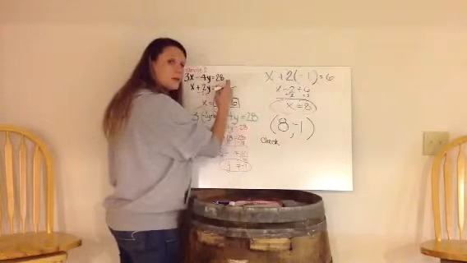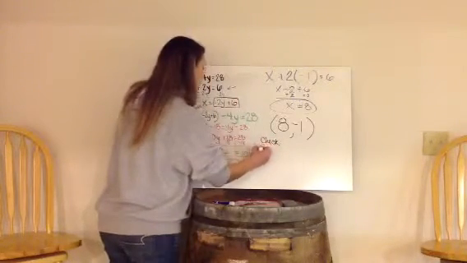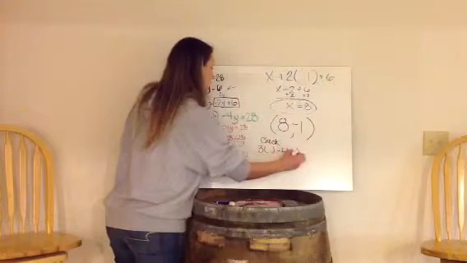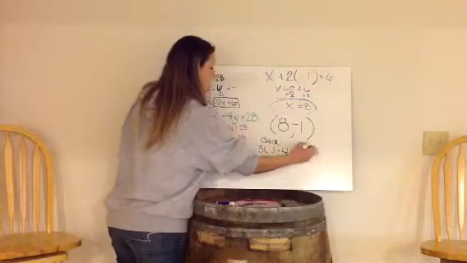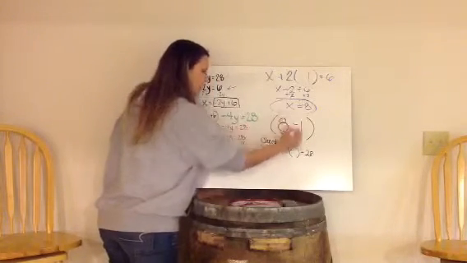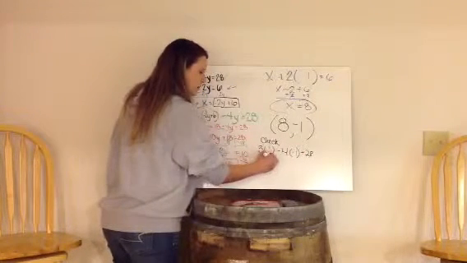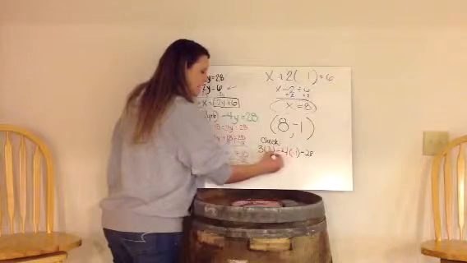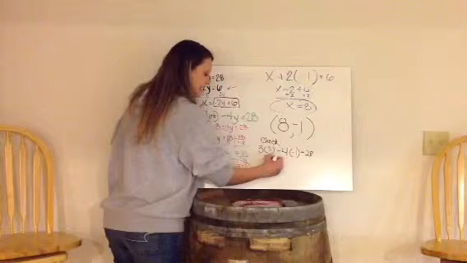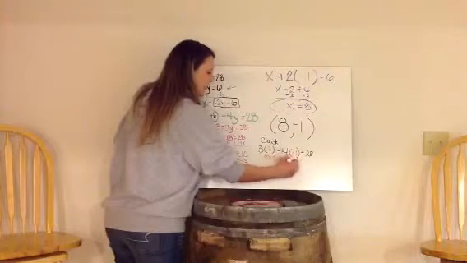Let's go ahead and check it. Remember, when you're checking, you always want to plug it back into your original equations. My x value for x, and my y value for y. In this case, the x value is 8, and the y value is negative 1. 3 times 8 is 24. Negative 4 times a negative 1 is a positive 4. 24 plus 4 is 28. Since 28 does equal 28, we know that one's a check.